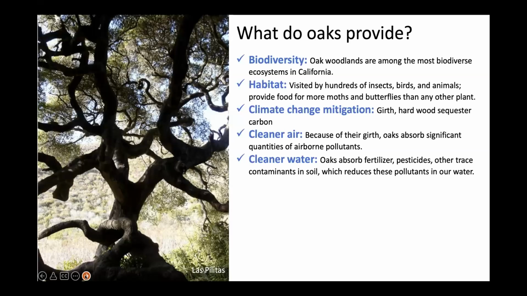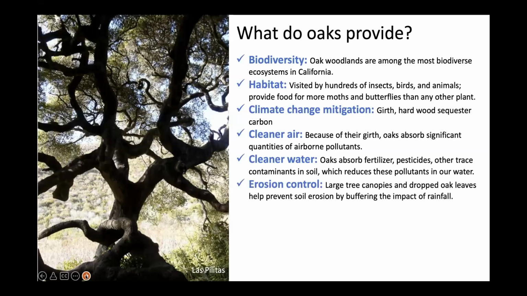And that stops our water. It helps reduce the pollution that lands in our water. That's an incredibly valuable service they're providing. They help control erosion. The large tree canopies, and especially the dropped oak leaves, help prevent soil loss, because when it rains, it buffers the pounding on the soil. And so that helps prevent erosion.